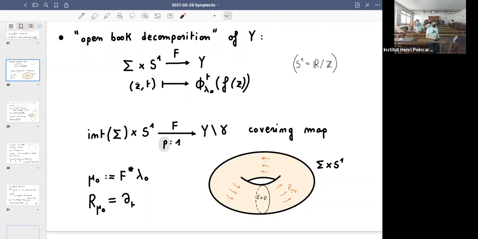This map sends a pair (z, t) to, first you map z into its image under the global surface of section, F of z, and then you flow with the Besse Reeb flow for time t. If you restrict this map to the interior of sigma times S1, you get a covering map with P sheets of the complement of the periodic orbit gamma. And this is actually the contact manifold that I'm going to work in from now on. So I pull back lambda 0 by the map F, and I call the pullback mu0. It's a contact form on this product, and I denote its Reeb vector field as usual. The Reeb vector field by construction is just d over dt.